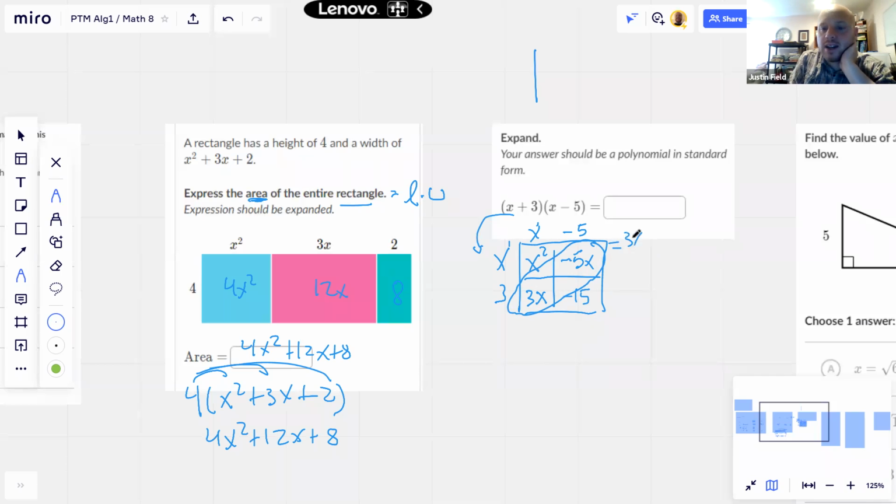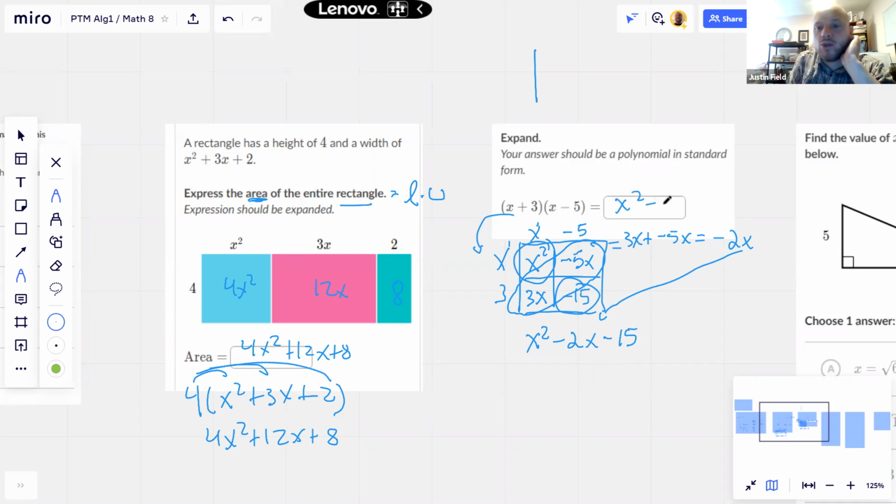Those add to -2x. So our final answer is x squared, this box, minus 2x, this term, and then the -15. So that's our final answer.